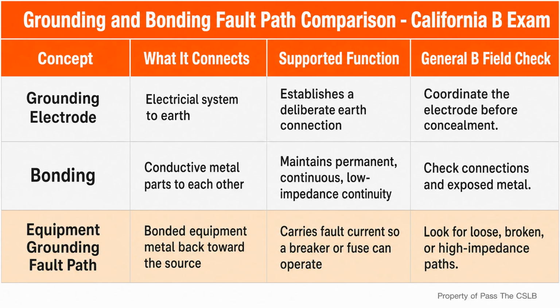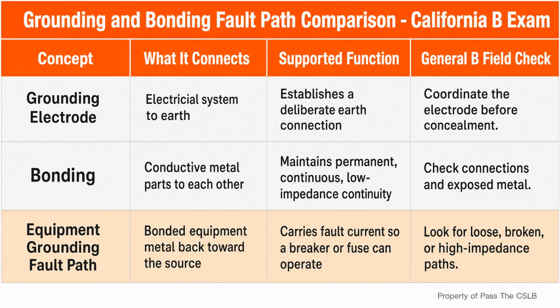Bonding also matters where different metal systems can be touched at the same time. Metal piping, structural steel, electrical enclosures, and other conductive parts can develop different voltages during a fault if they are not properly connected. Proper bonding reduces that dangerous difference and provides a controlled path for fault current. I would never treat this as permission to touch energized metal. It is a protective system that supports fast fault clearing, not a substitute for de-energizing and safe work practices.